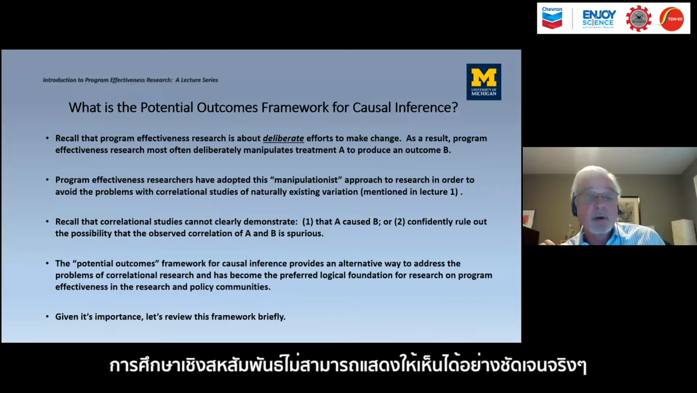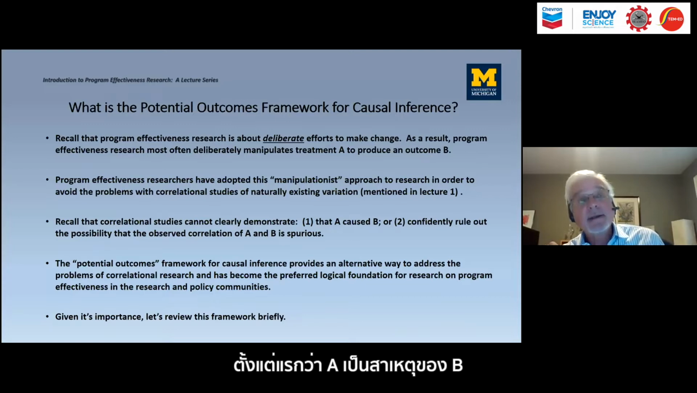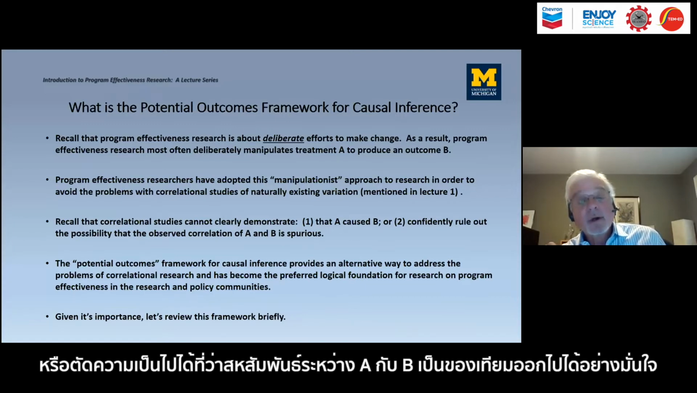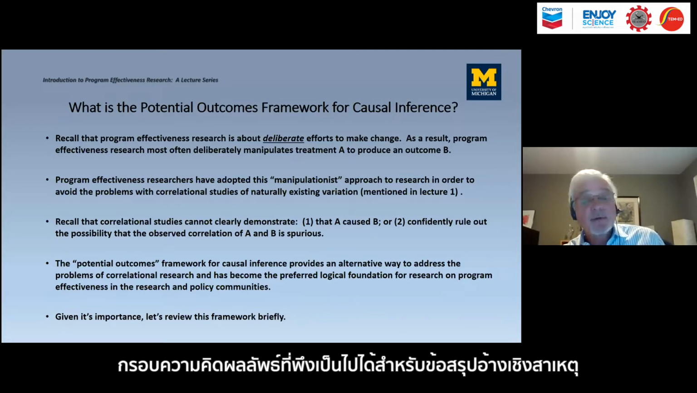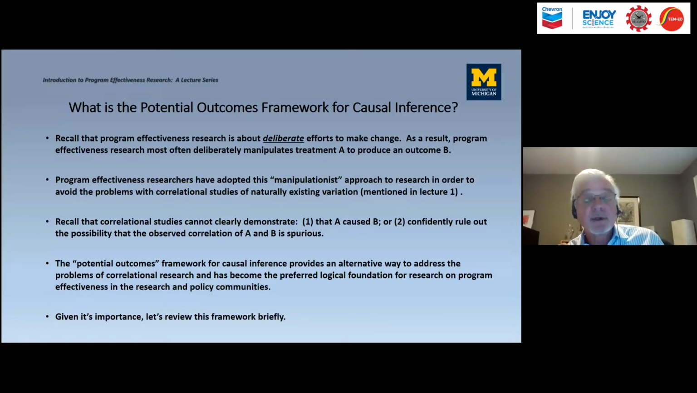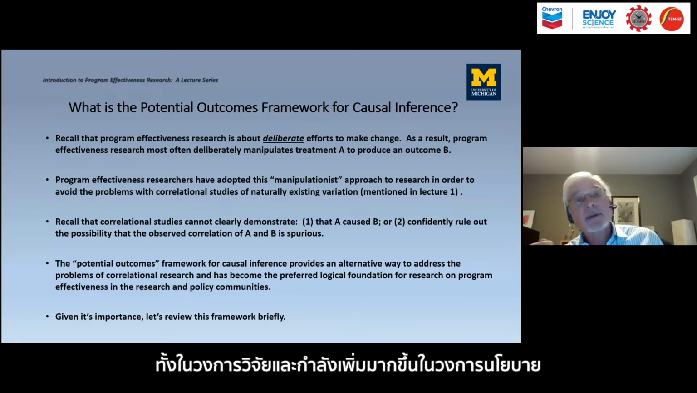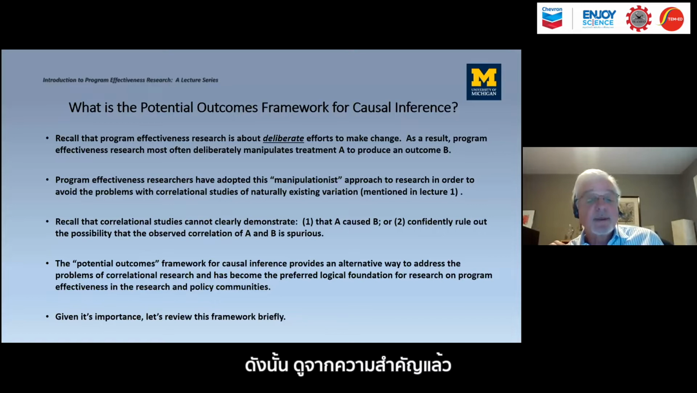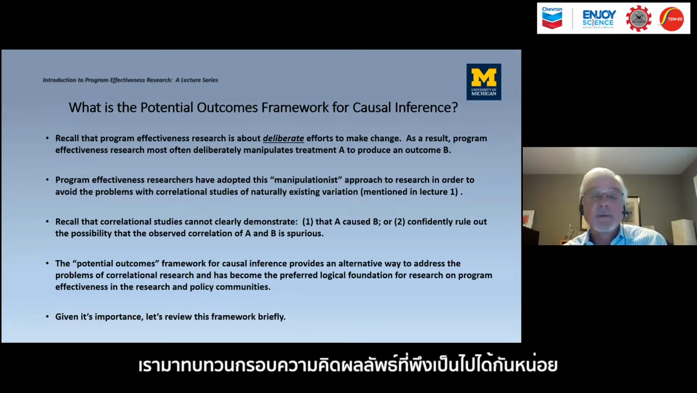So you will recall that correlational studies cannot clearly demonstrate that A caused B, or confidently rule out the possibility that the correlation between A and B is spurious. The potential outcomes framework for causal inference provides an alternative way to address the problems of correlational research, and it's become the preferred logical foundation for research on program effectiveness, both in the research community and increasingly in the policy community. So given its importance, let's review the potential outcomes framework very briefly.